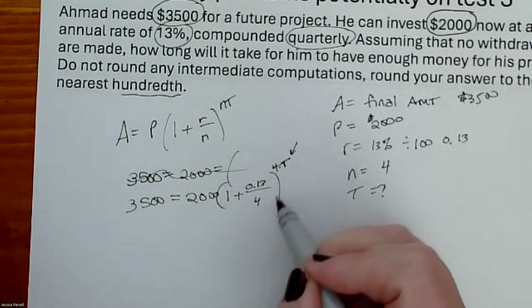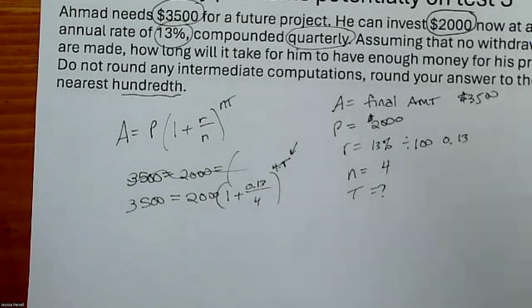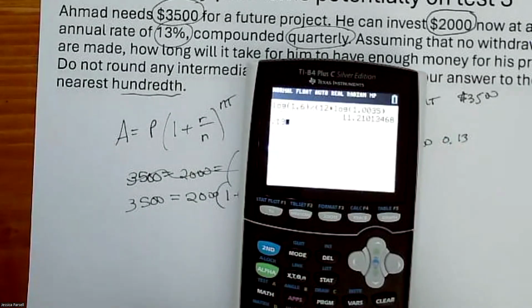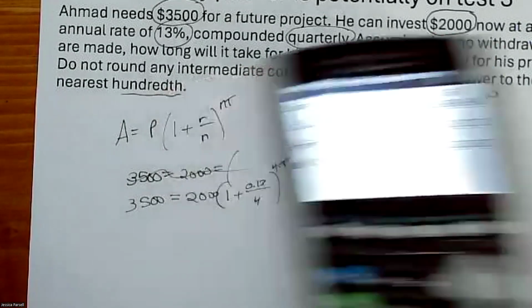So the first thing I would do is simplify this. This 0.13 divided by 4, then add 1 to it. So you can just use a regular calculator for that. 0.13 divided by 4 plus 1. We're going to get 1.0325.